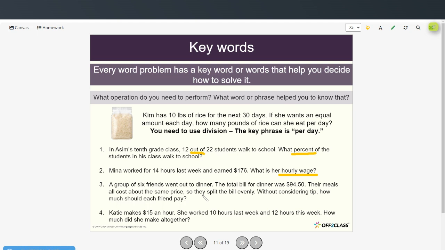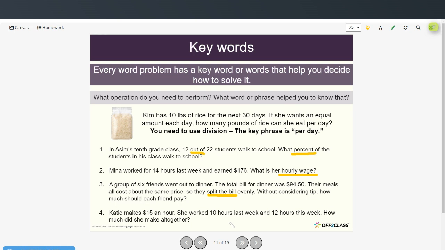A group of 6 friends went out to dinner. The total bill for dinner was $94.50. Their meals all cost about the same price, so they split the bill evenly. Without considering a tip, how much should each friend pay? Well, split the bill, that would be divide.